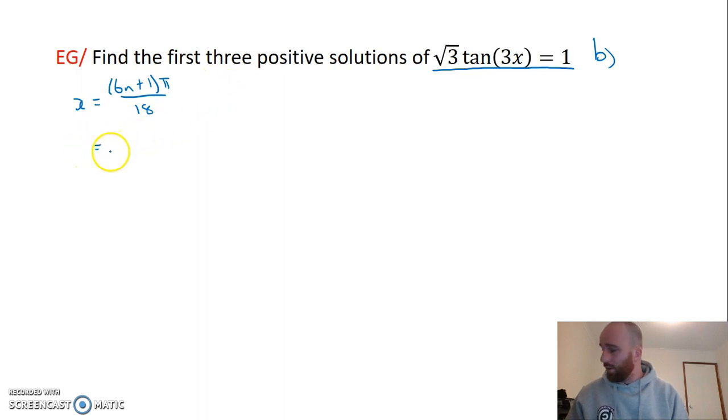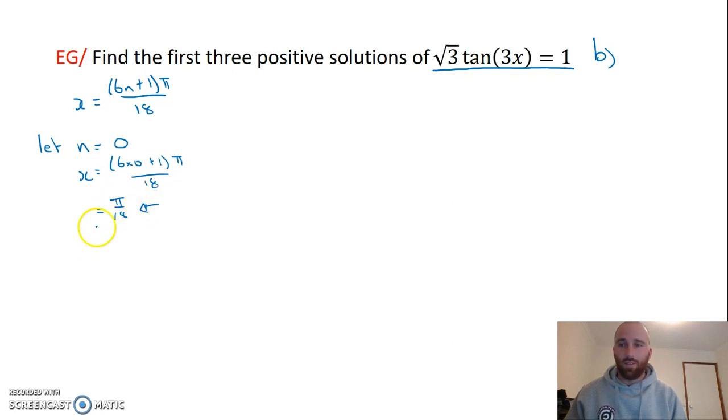So first of all, I'm going to let n equal 0. I'm just going to start at 0 and try and find my first value. So this becomes x equals (6 times 0 plus 1) pi, all divided by 18. So 6 times 0 is 0, plus 1 pi, so that becomes pi over 18. And that's my first solution. That'll be my first x-intercept. For the next one, I'm going to let n equal 1. I'm just going to increase that n. So I've got my first positive solution, and I'm going to find my second.